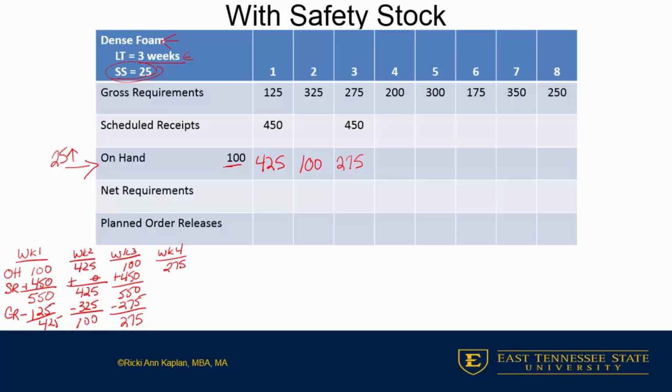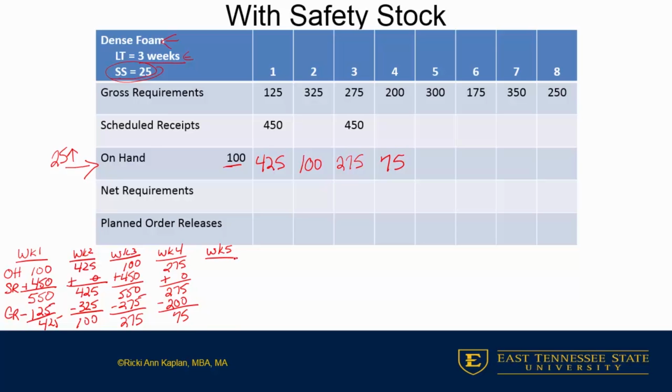275 units. Do we have a scheduled receipt for week 4? We sure don't, which leaves us 275 units to use during week 4 or time bucket 4. How many do we plan on using, our gross requirements for time bucket 4? 200 units of the dense foam, which leaves us 75 units. Still above 25 units, our safety stock, so we're good to go.